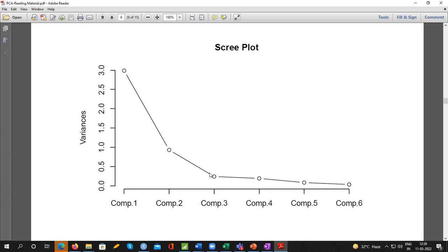So we would say that this is an elbow at component 3, and hence the first and second PC are important. That would be our conclusion. First and second PC are important. Okay, so far? Yes, ma'am.